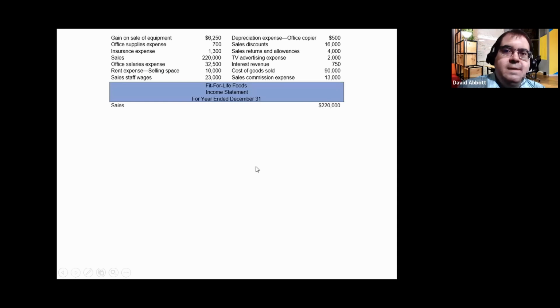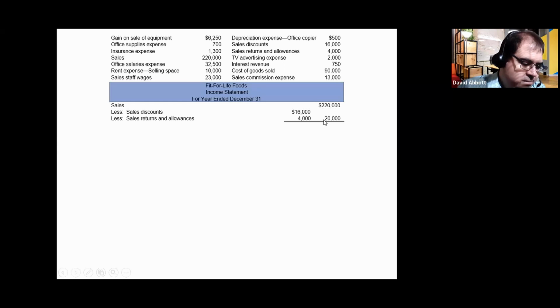So the first thing that we would start with is our sales. Our sales were $220,000, and then we have to reduce our contra accounts. So we have sales discounts of 16,000, and we have sales returns and allowances of 4,000. So the total for that would be 20,000. So our net sales is 200,000.